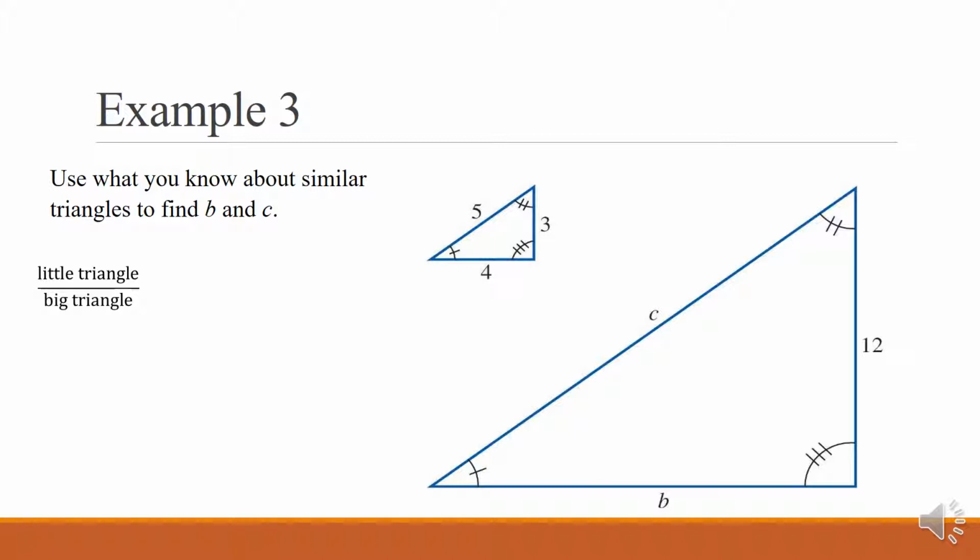I'm going to find B first. You can find C first. It's totally up to you. So I'm going to take little triangle divided by big triangle. So 4 over B, that's the bottoms. So the bottom of the little triangle is 4. The bottom of the big triangle is B. And set that equal to the right-hand side of the little triangle divided by the right-hand side of the big triangle. Take a minute and pause the video. Just make sure you know how to set this up. And then we'll cross multiply to figure out what B is.